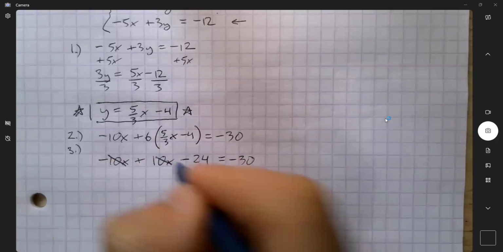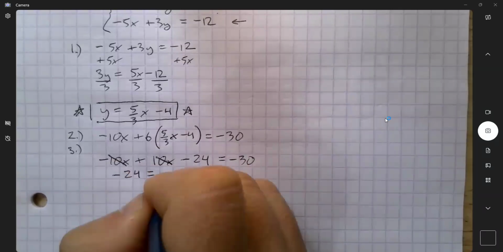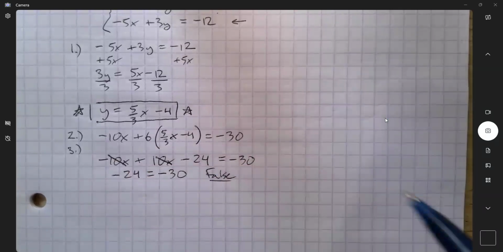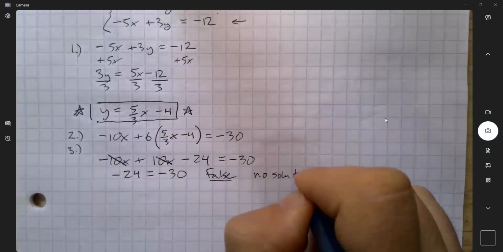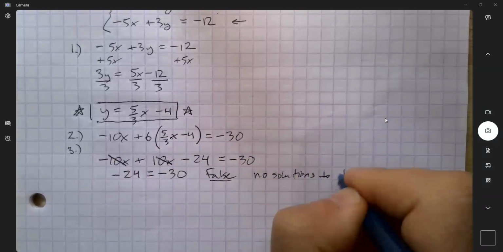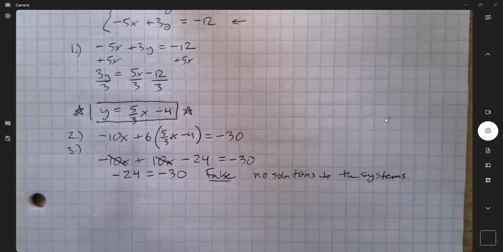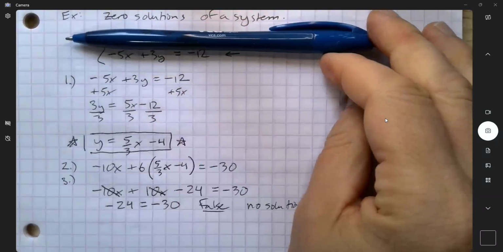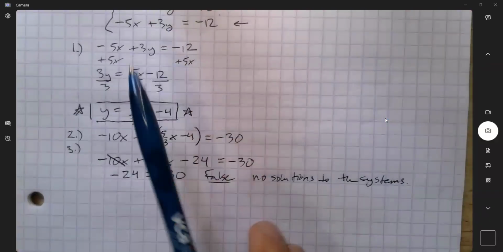The minus 10x and the 10x cancel, and I'm left with the statement that negative 24 should equal negative 30. This is false. We arrive at a contradiction. There are no solutions to the system. There are plenty of x's and y's that make the top equation true or the bottom equation true, but there is no x and y that make both of them true at the same time.